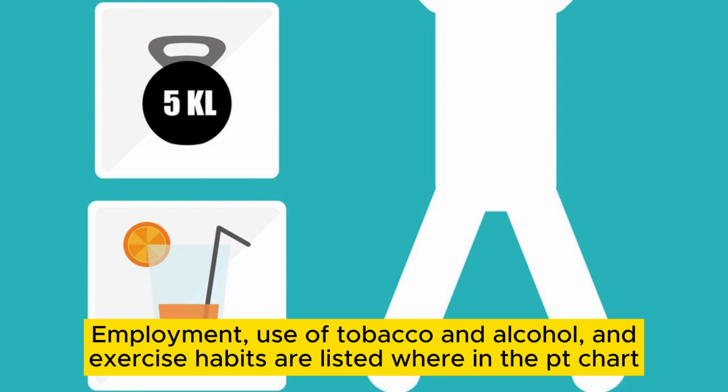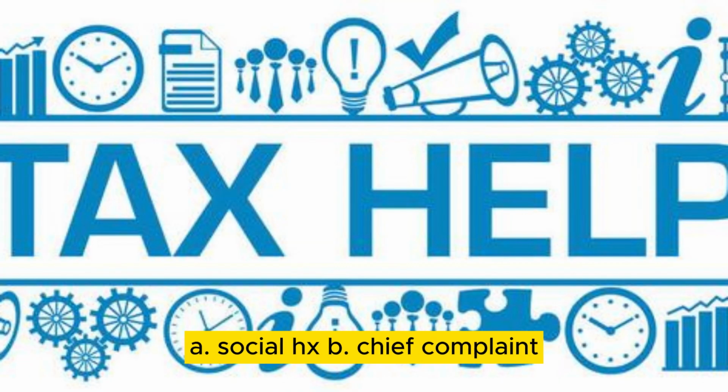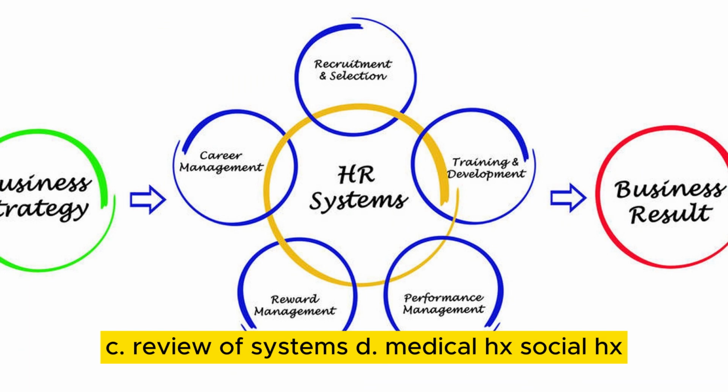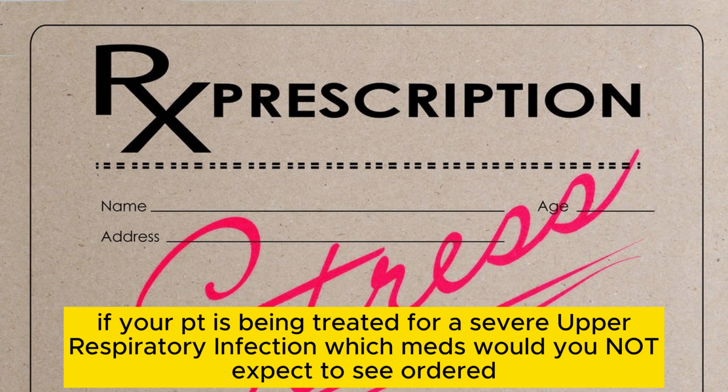Employment, use of tobacco and alcohol, and exercise habits are listed where in the PT chart? A. Social HX. B. Chief complaint. C. Review of systems. D. Medical HX. Answer: Social HX.